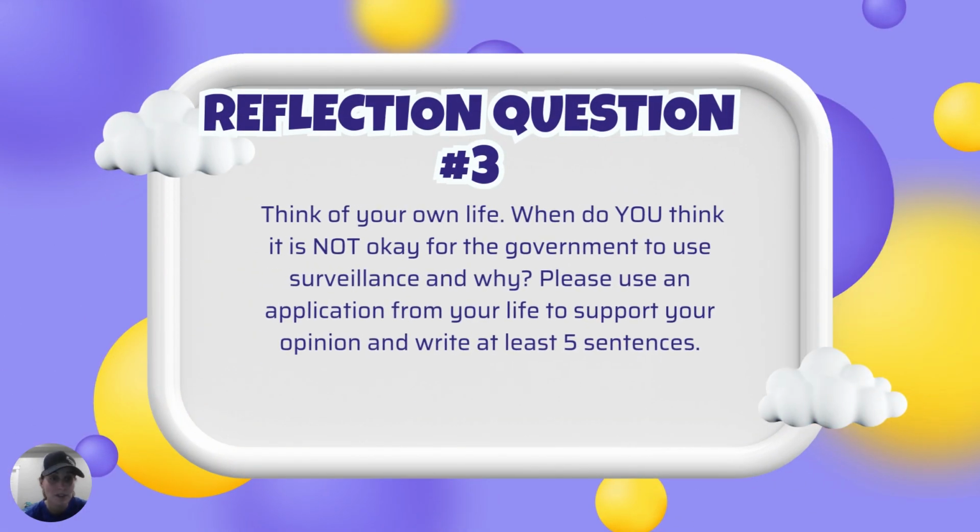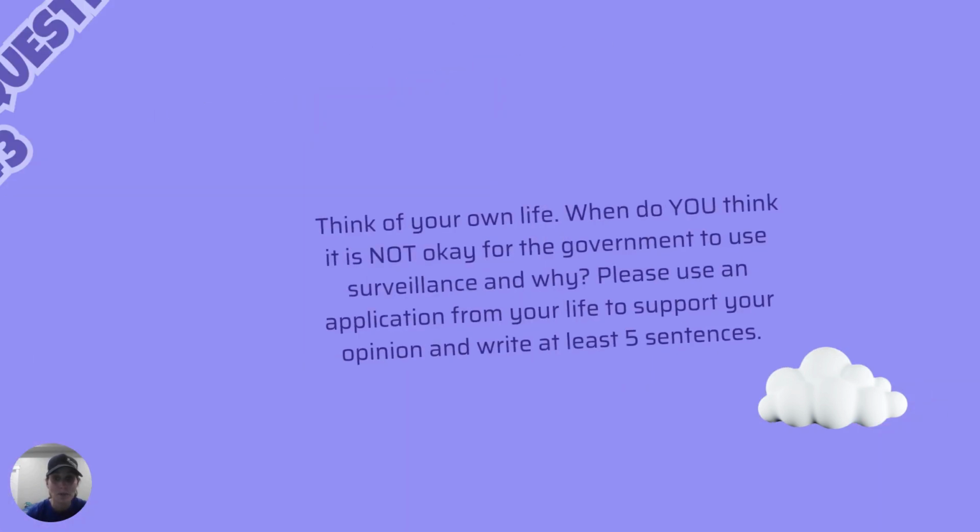And then the last question is similar to that one, but it's the reverse. Think of your own life. When do you think it is not okay for the government to use surveillance, and why? And again, use an application from your teenage life. When do you not think it's okay for them to use it? And then support your opinion and write at least 5 sentences. Once you've finished that whole worksheet and you've put your short answer responses, you'll upload it and submit it to me right there, and you will be done.